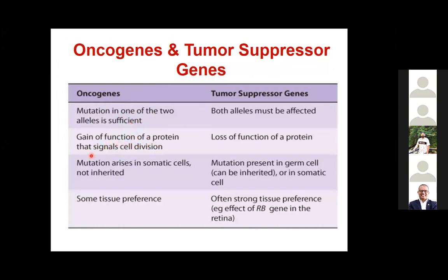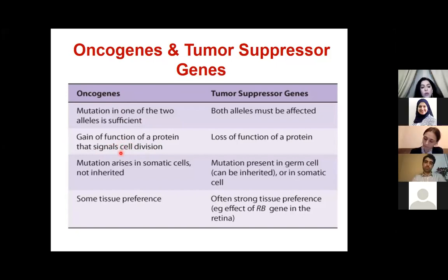It is a gain of function of a protein that signals cell division, and an oncogene is normally a proto-oncogene. Now it gained additional function that signals more and more cell division. So normally it was a stimulator for cell division. Now it gains another additional function that enhances more cell division. Mutation arises in somatic cells. It's normally not inherited, but it can be inserted by a virus, like we said before, the DNA viruses. The RNA viruses can also insert an oncogene.